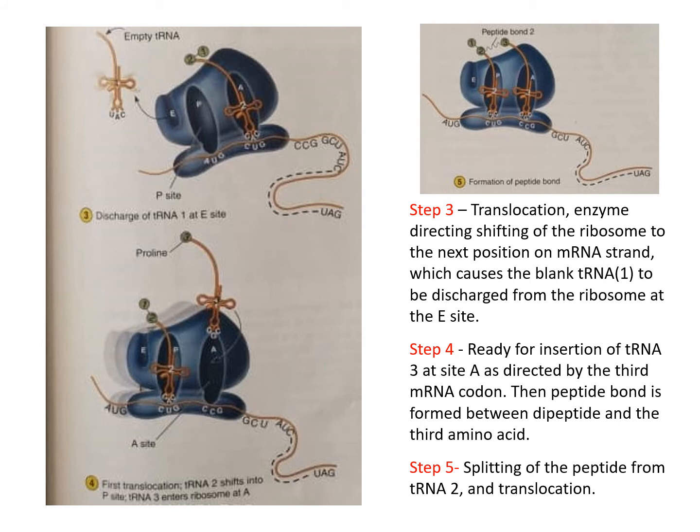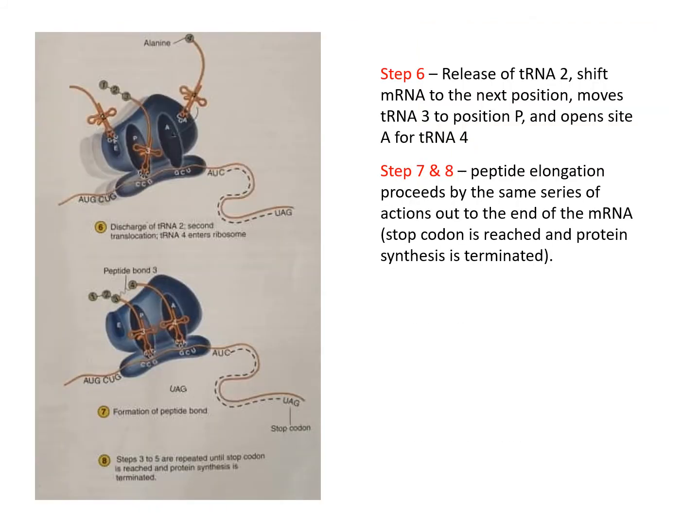And then the next one is the process where the peptide is split, the splitting of the peptide from tRNA2. So the peptide is now split from tRNA2, and the translocation process will occur. That is actually the same process as the previous one, how the amino acid is detached from the tRNA. The splitting of tRNA2 from the dipeptide now releases tRNA2 into the E site, right?